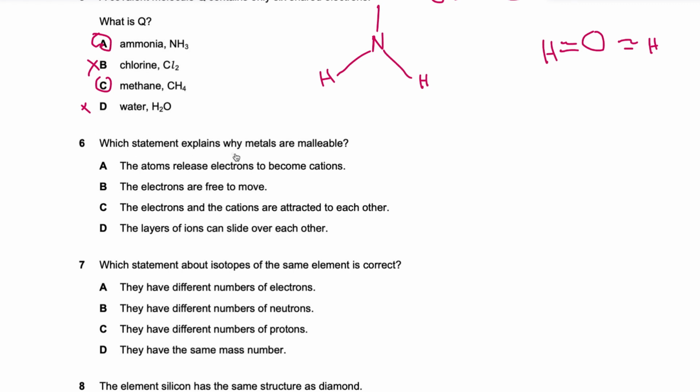Now, which statement explains why metals are malleable? Malleability can be the ability to deform, right? Okay, the atoms release electrons to become cations. No. The electrons are free to move. No. That's not why it's malleable. The electrons and the cations are attracted to each other. That's not the reason. The layers of the ions can slide over each other. Yes, the layers of the ions can slide over each other. So that is the ability to deform.